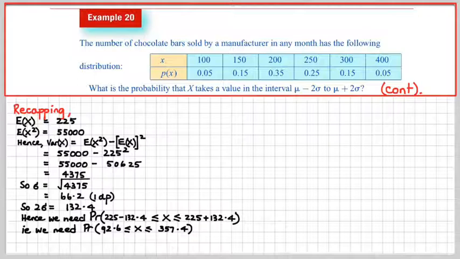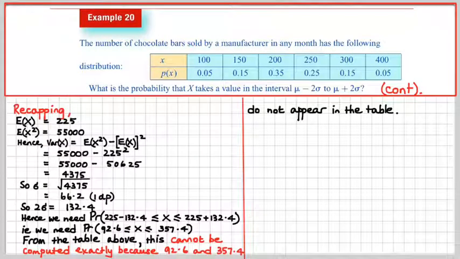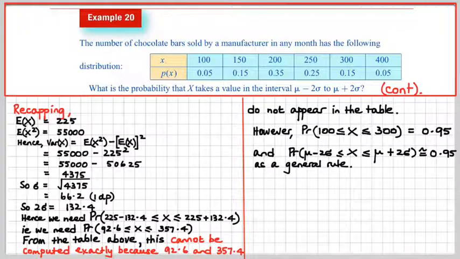the powers that be that wrote this question and a worked answer for it said this, which I disown. All right, it's not Wolfman's work; it's somebody else's. So I'm just quoting it for you. From the table above, this cannot be computed. That's Wolfman speaking, because 92.6 and 357.4 do not appear in the table. The rest of it is the worked answer in the text.